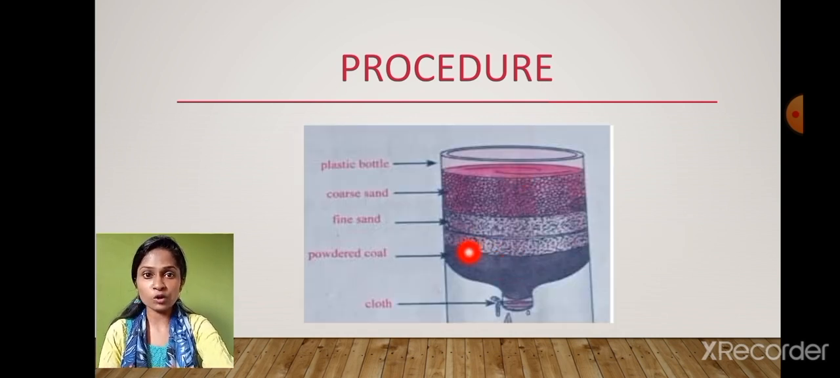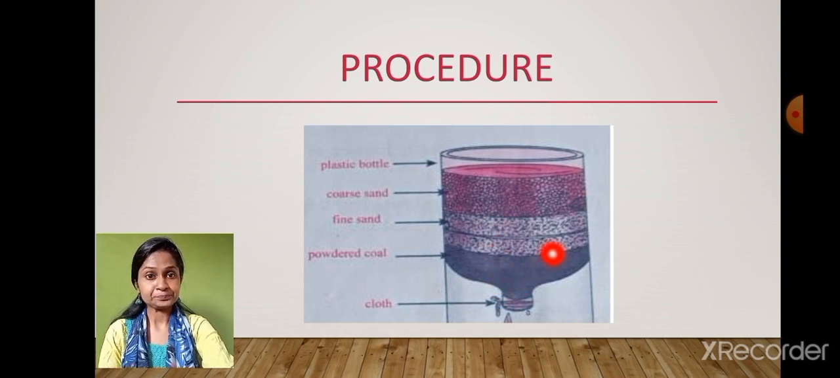Can you see it here in the water bottle? Here you can see the powdered coal, the whole surface, and above the coal surface, can you see the fine sand layer over here? You can see a distinct layer of the small size soil particles. On top of that you can see the large soil particles, that means coarse sand. So this is how you have to do it.